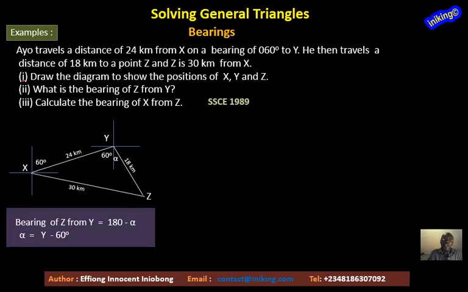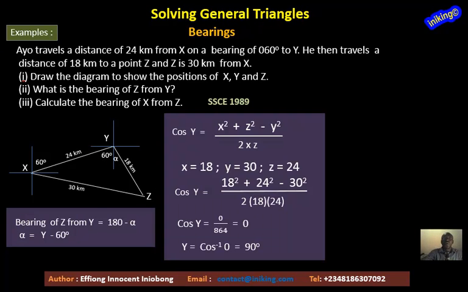We've agreed that the bearing of z from y is going to be 180 minus alpha. That's our alpha indicated in our diagram. That's the small angle there. And 60 has been clearly stated there that 60 is alternate to the 60 this way. So we are in line.